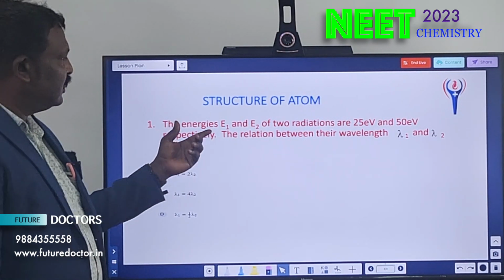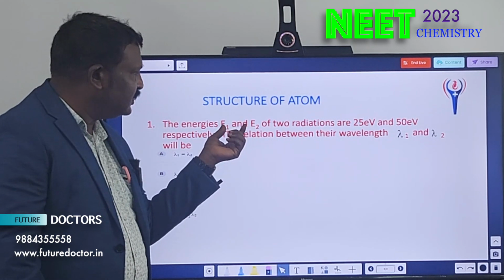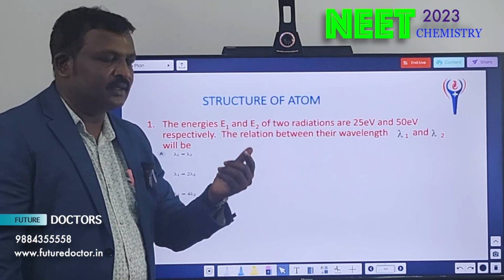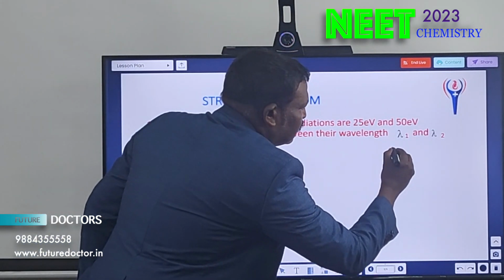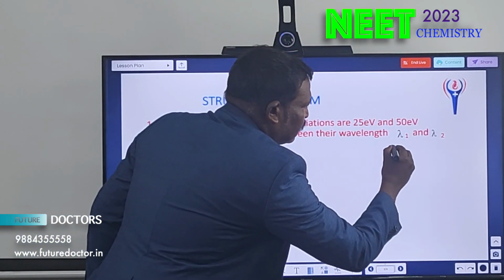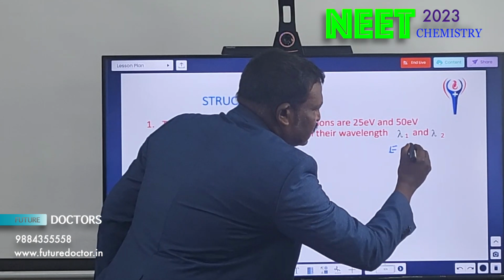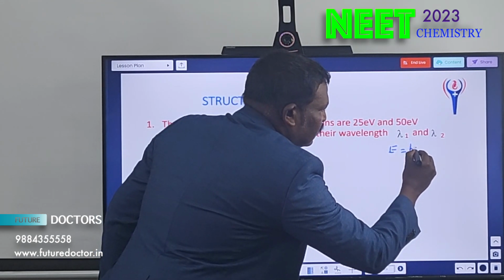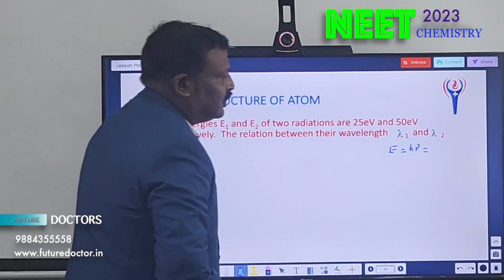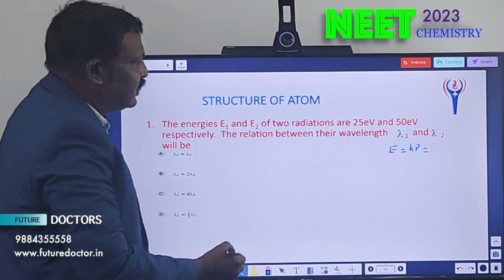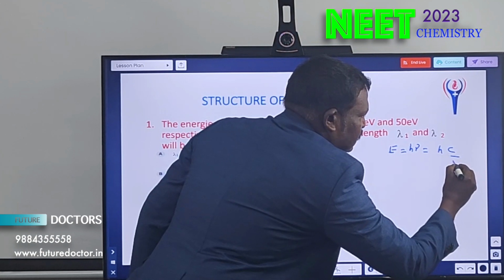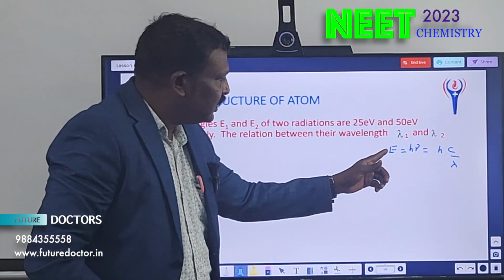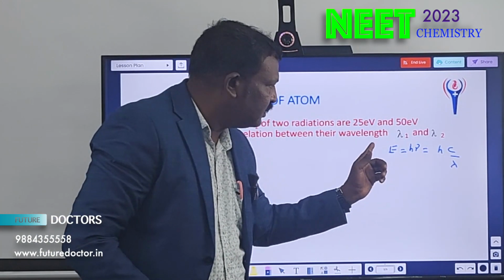So you know that energy and wavelength are inversely proportional. You know that formula. E is equal to h nu, and nu is nothing but c by lambda. Understood? Anyhow, energy and wavelength are inversely proportional.